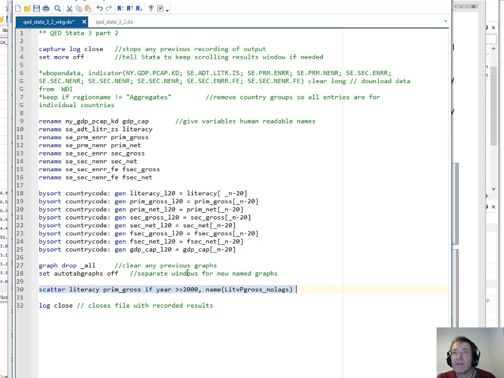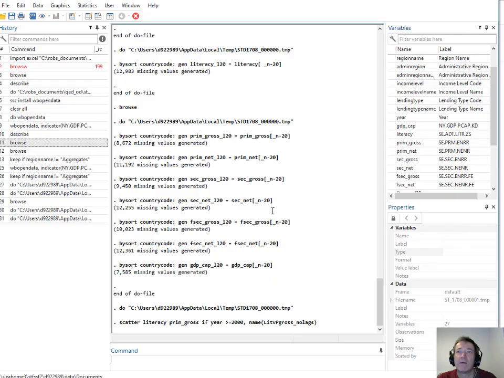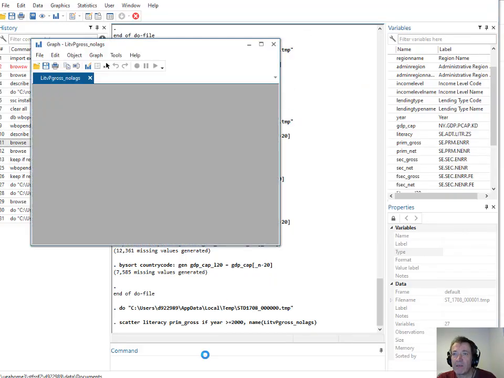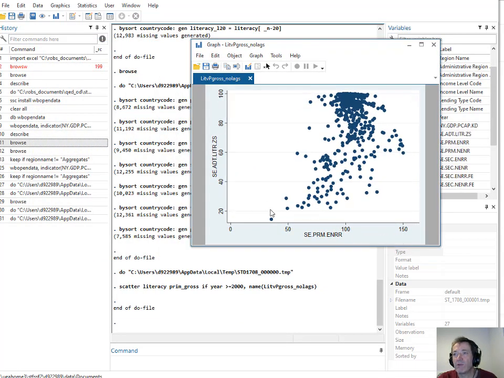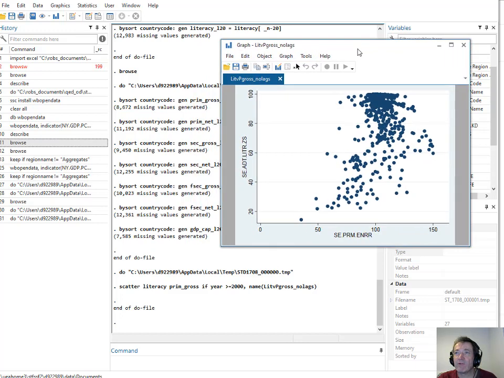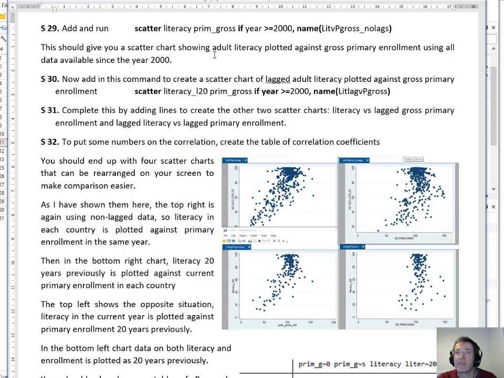It'll take a few seconds and it'll come up with a scatter graph. Hopefully it's doing something. There's the scatter graph. There's the first one. Okay, so it seems to be some sort of positive correlation, primary enrollment and adult literacy, as you'd expect.